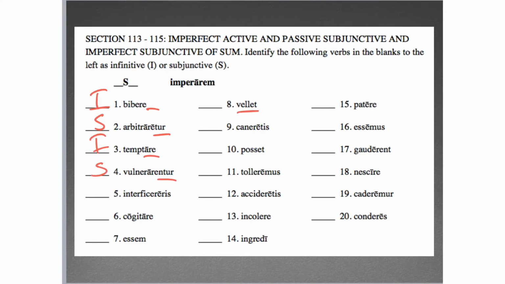Vellet. All right, that's an irregular verb. Velle, velle, excuse me. So that's that irregular infinitive velle plus the ending, still a subjunctive, and that's what I mean about every verb following the same formula. Same for number 10 here, posse. All right, another irregular verb. There's the irregular infinitive, but it's still the present active infinitive plus the ending, subjunctive. All right, so I'll let you go through the rest.